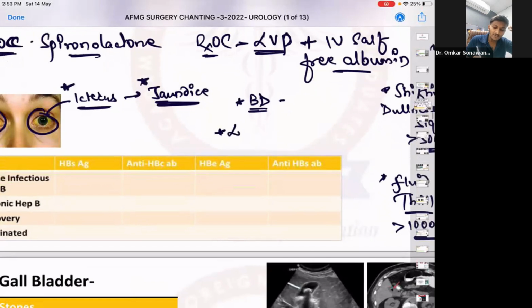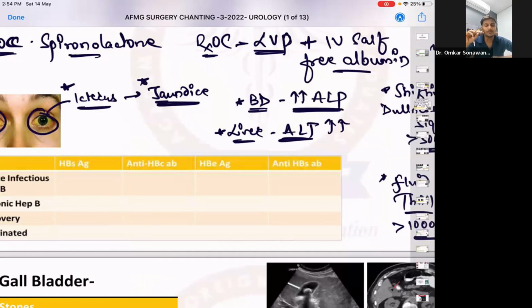If there is liver disease, the most specific enzyme to be elevated in liver disease is ALT. In any case of liver disease, that means hepatic causes of jaundice, definitely the most important enzyme to be elevated is ALT, also known as SGPT, alanine transaminase. Whereas in cases of biliary pathology, please remember there would be elevated levels of ALP, that is alkaline phosphatase. Yaad rakhna. No issues with this.